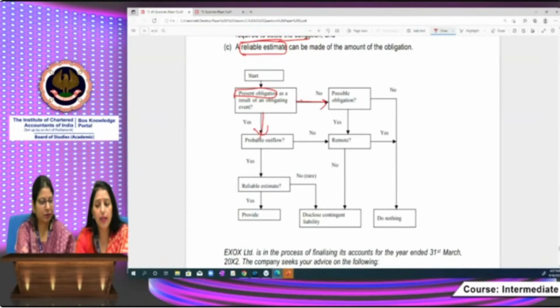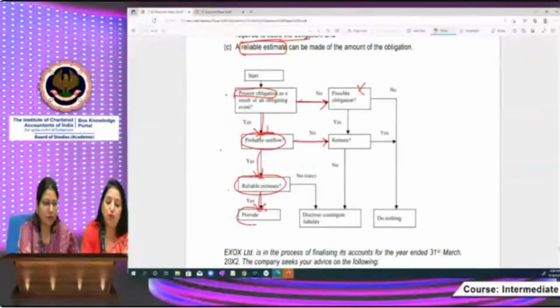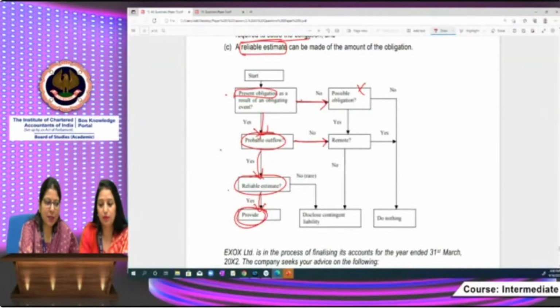प्रेजेंट ऑब्लिगेशन कुछ आ ही नहीं रही है तो हमारा यही स्टॉप हो गया. If there is a present obligation, yes, possible outflow है तो यस फर्दर मूव करेंगे. पॉसिबल आउटफ्लो नहीं है तो यहीं पे स्टॉप. उसके बाद नेक्स्ट, if due to possible outflow we can reliably estimate, yes we can reliably estimate the amount. That means we have present obligation, probable outflow and reliable estimate, then we can provide for.